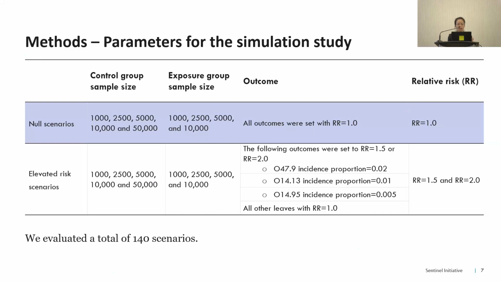In the second scenario, the elevated risk scenario, we choose similar parameters for the control sample size and exposure sample size. We further select 3 maternal outcomes with different incident proportions: one very rare outcome at 0.05, one less rare outcome at 0.01, and a more common outcome at 0.02. For each of those outcomes, we injected a relative risk of 1.5 or 2, and for all other outcomes in the tree, we set a relative risk of 1. So overall, we evaluate 140 scenarios.